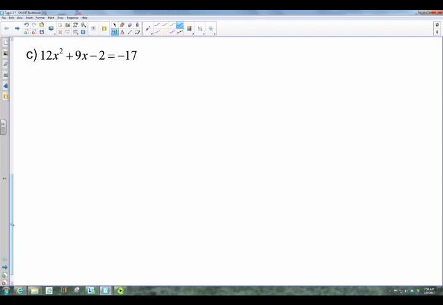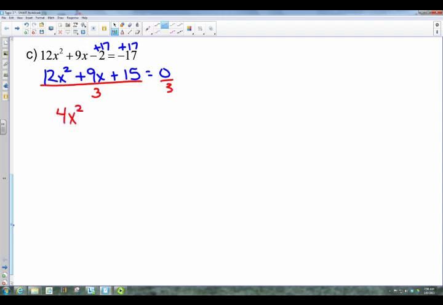Okay, if you had time to work through this, that's great. So if we set one side equal to 0, we're going to add the 17 to both sides, and that gives you a plus 15 here equals 0. Now there's two ways to look at this. If you notice, all of these numbers, the 12, the 9, the 15, have a common factor, and that common factor is 3. So if we divide everything by 3 on both sides, you end up with the problem 4x squared plus 3x plus 5 equals 0. Now the reason this is nice is because these numbers are a little bit smaller, they're easier to work with. So if you can pull out a common factor, do so.